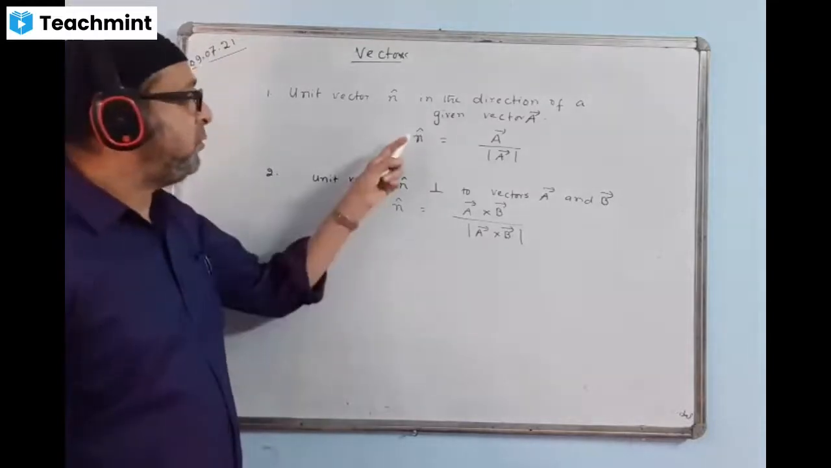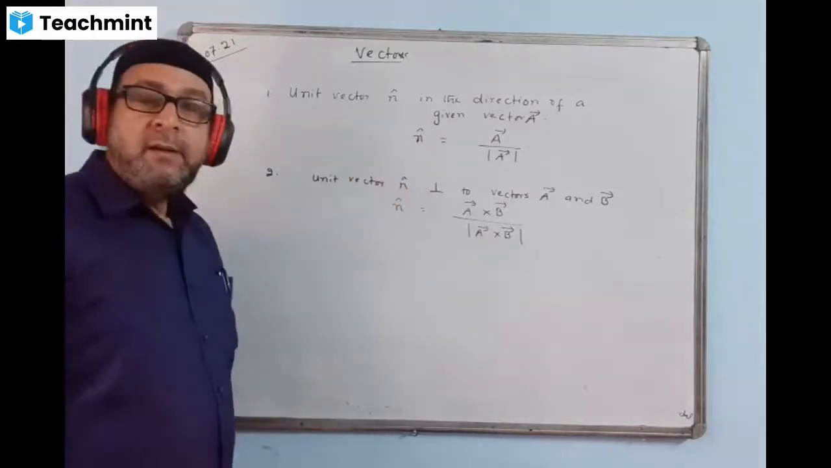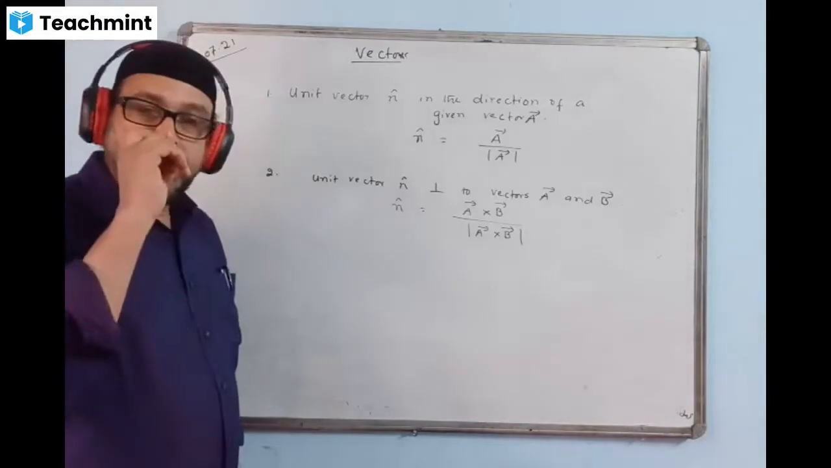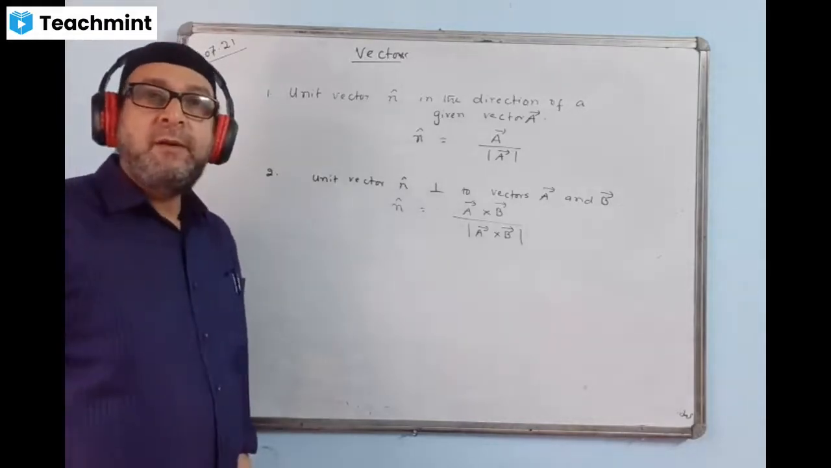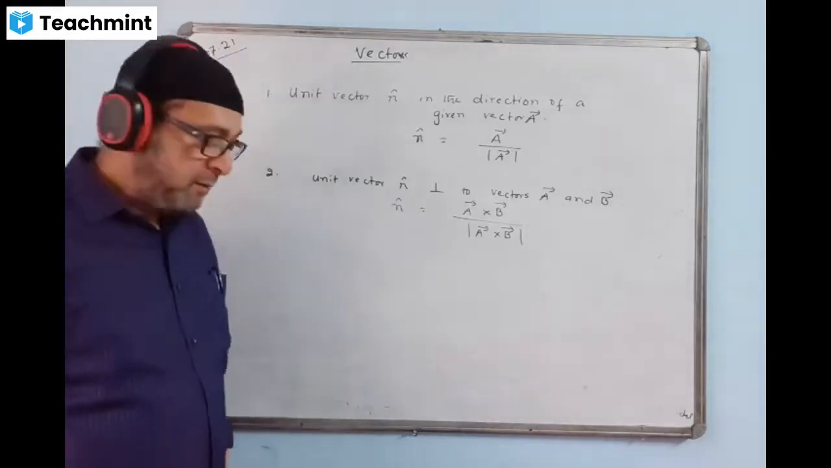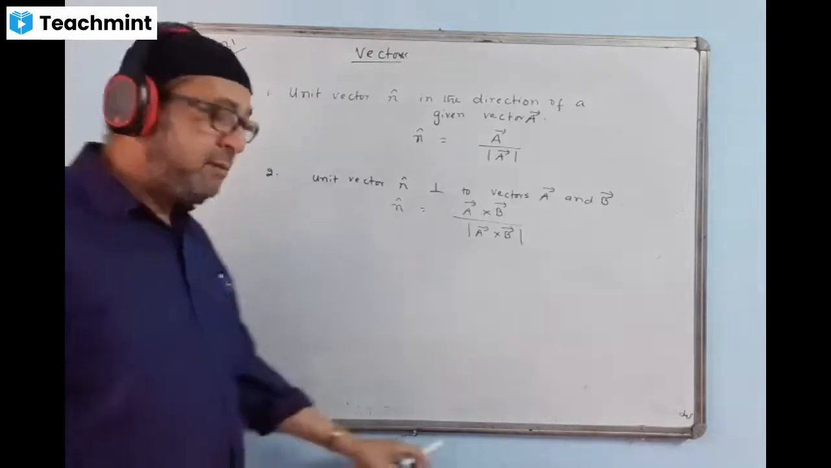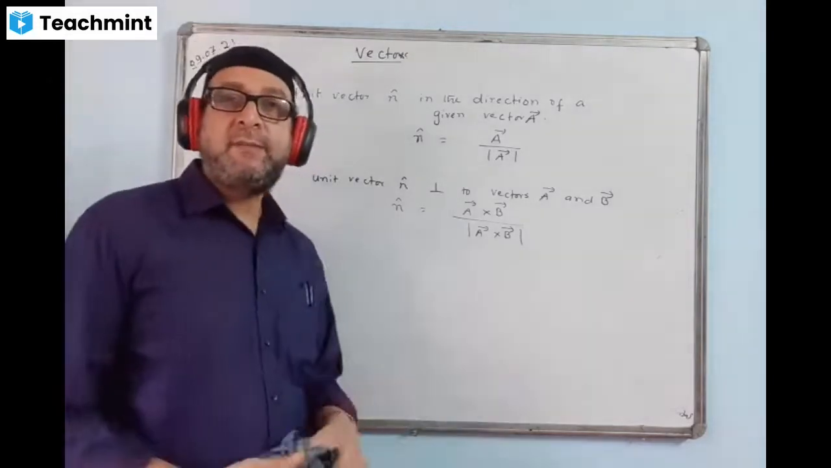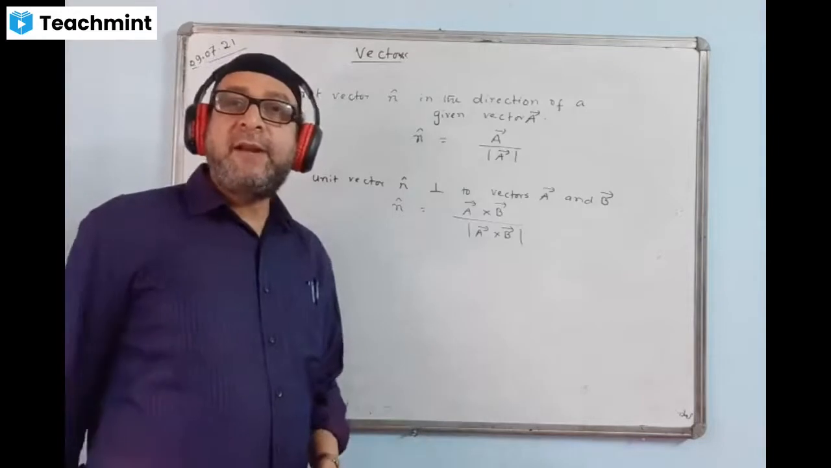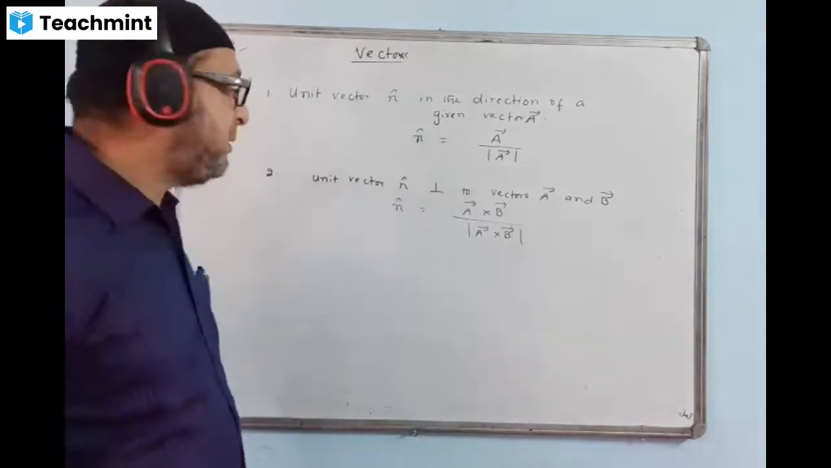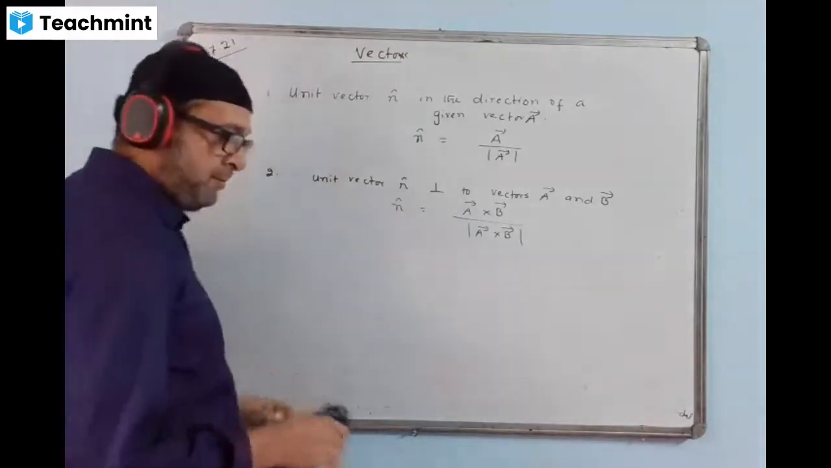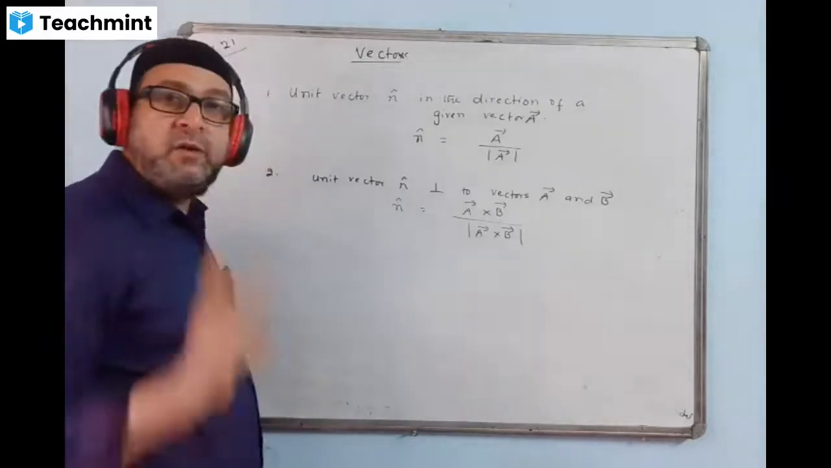First I'll show how you can find this. Or you can write a question. Find a vector whose magnitude is 2 units.